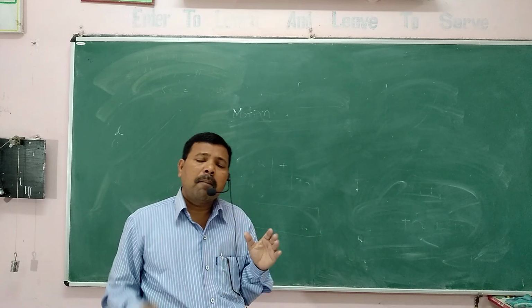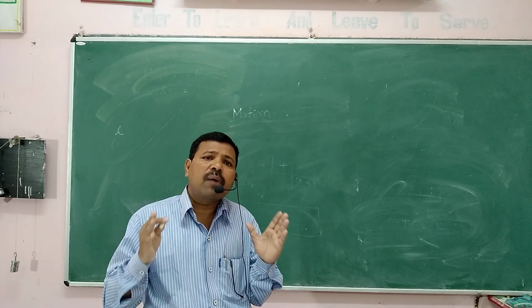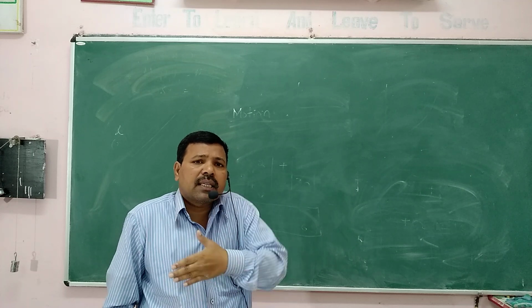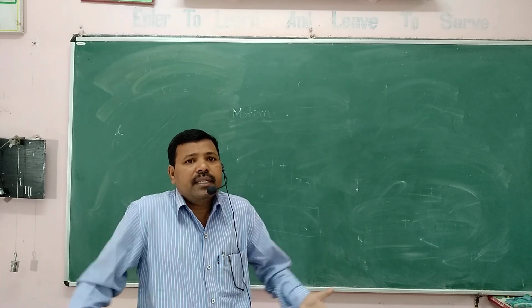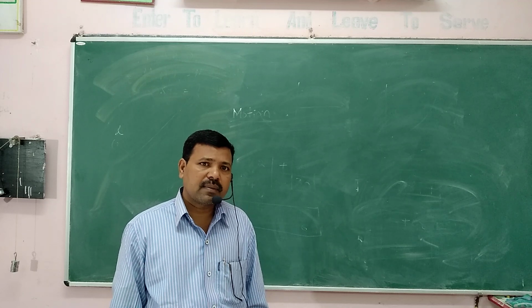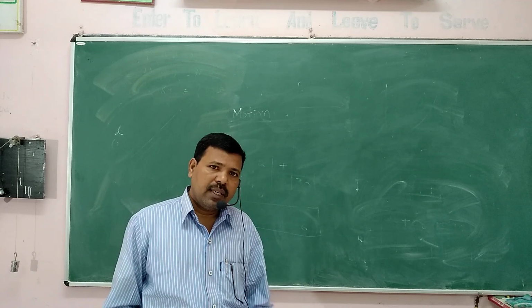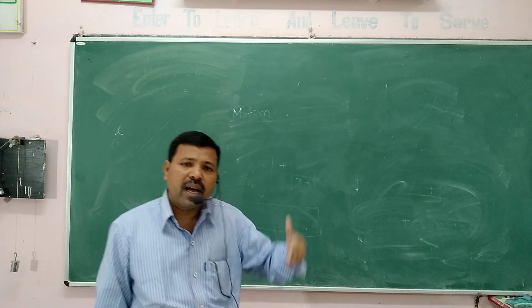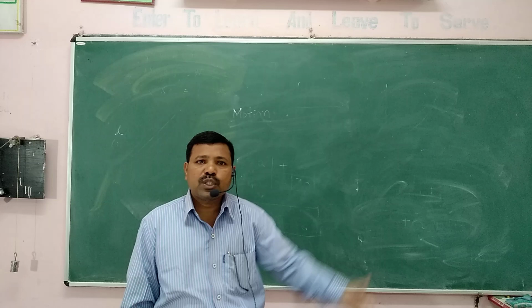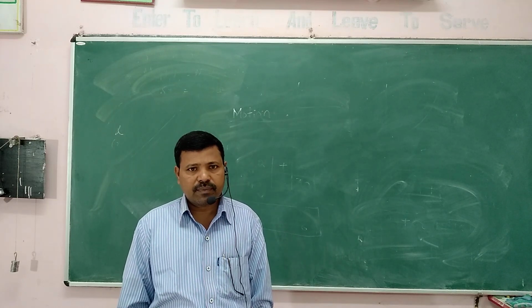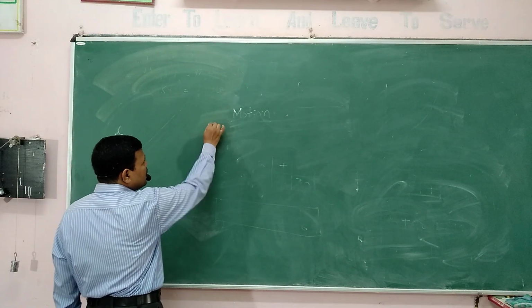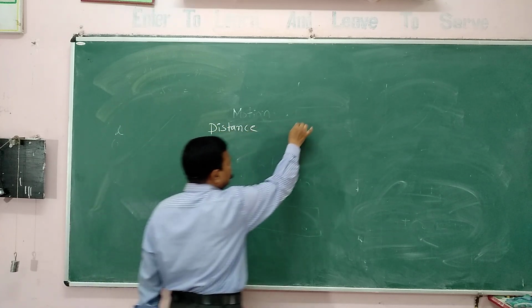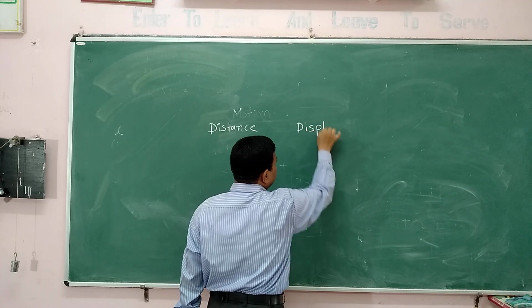Distance is the path length travelled by a body. Path length covered by a body is known as distance. What is displacement? The shortest distance between initial position and the final position is known as displacement. Look at distance and displacement. Here is the distance and here is displacement.